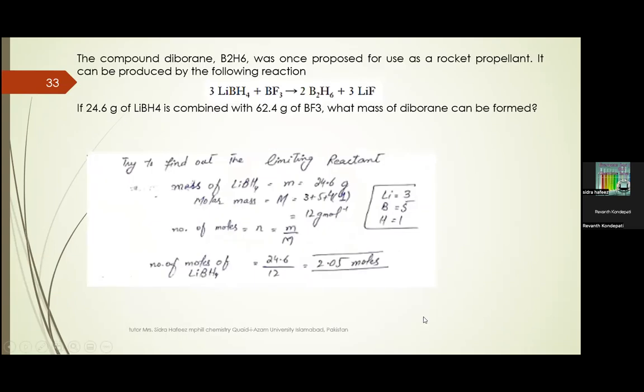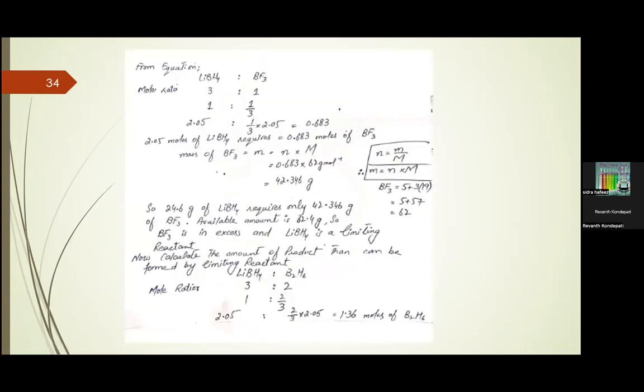And here I have one more step: you have to calculate the mass of diborane from this number of moles. Just multiply this number of moles with the molar mass of diborane, then you will get the mass of diborane that can be obtained in the reaction. So just revise all the numerical problems and let me know if you find any difficulty in any step. I will repeat the whole numerical for you anytime.